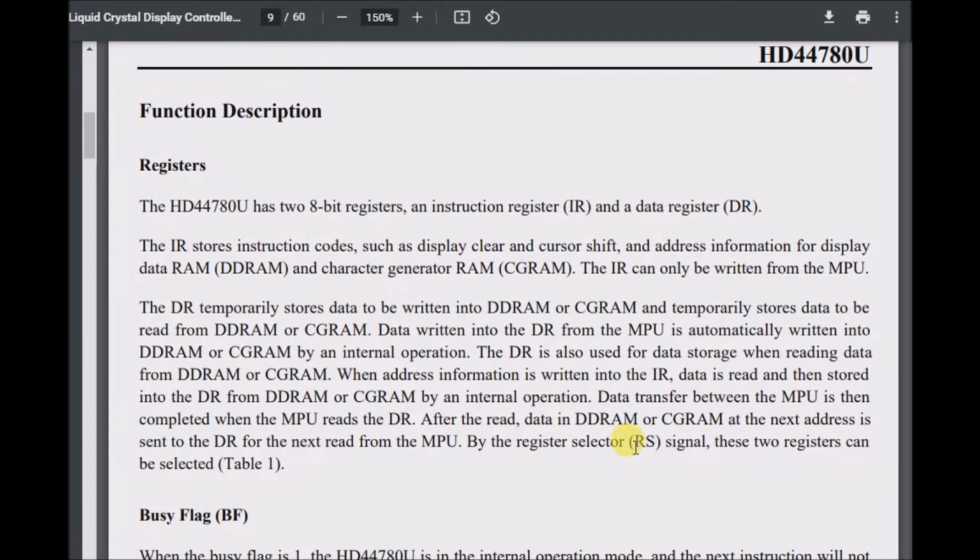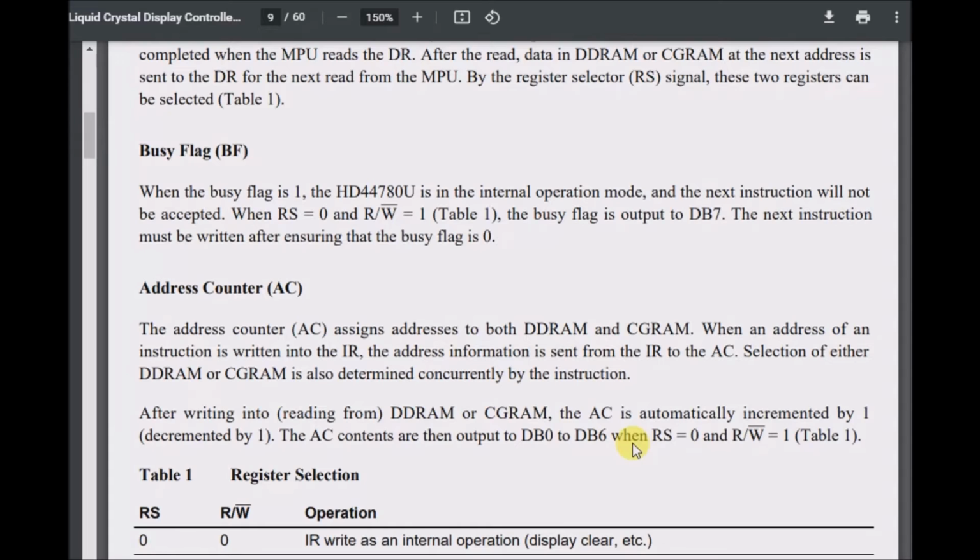Table 1. Busy flag. When the busy flag is 1, the HD44780U is in the internal operation mode, and the next instruction will not be accepted. When RS equals 0 and RW equals 1, table 1, the busy flag is output to DB7. The next instruction must be written after ensuring that the busy flag is 0.